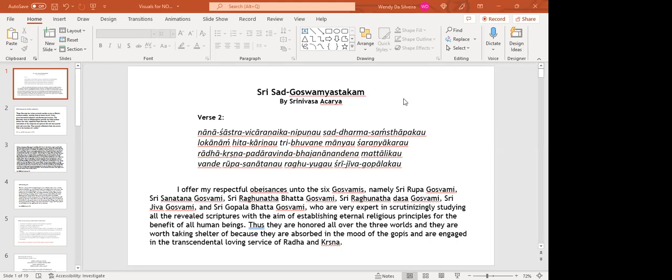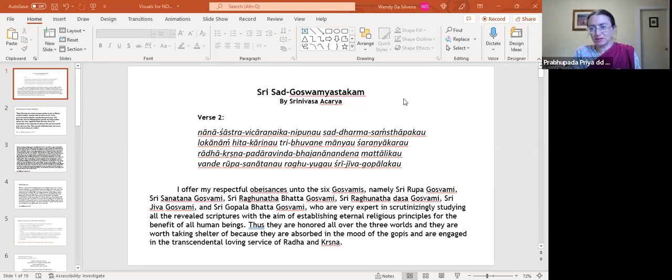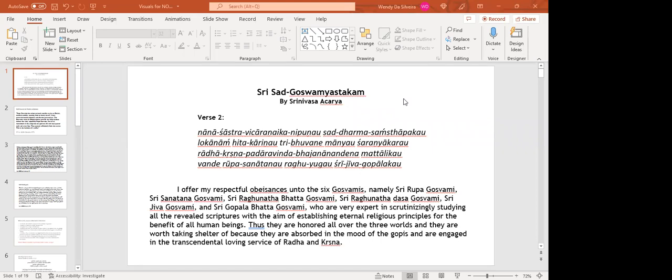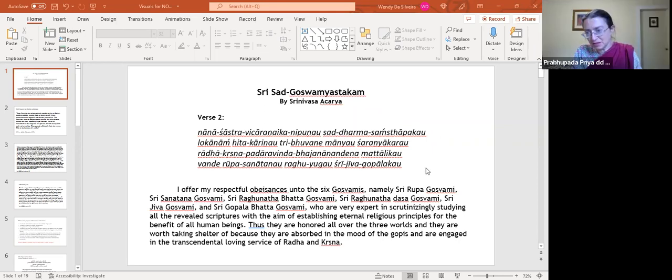It's the second verse of the Sat Goswami Astakam. Can everybody mute themselves? Because there's some static and background noise. I'll sing and then you can repeat, but keep your mics off, otherwise it will be all different timings.